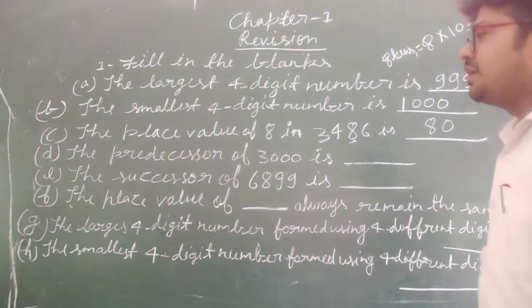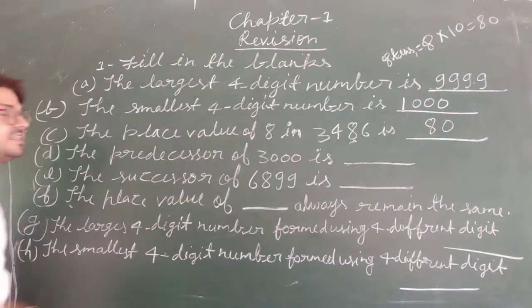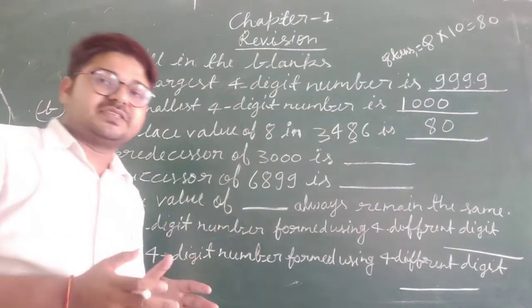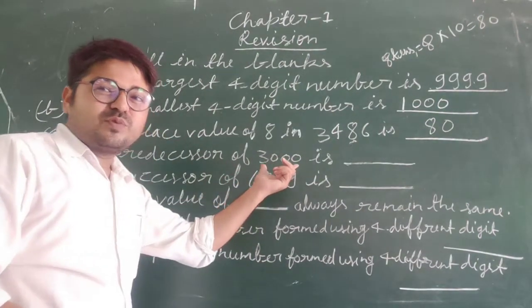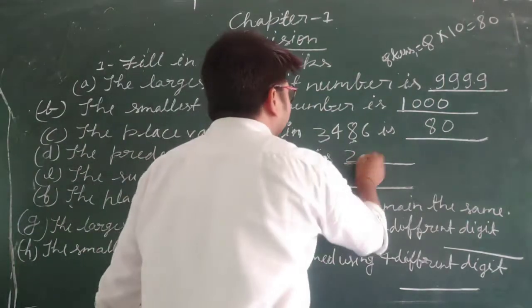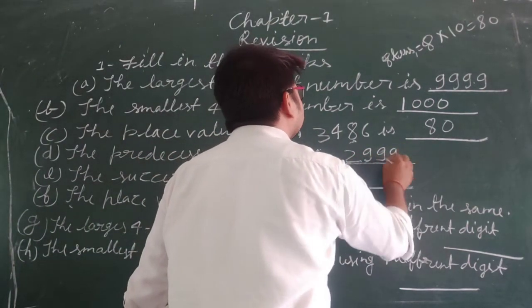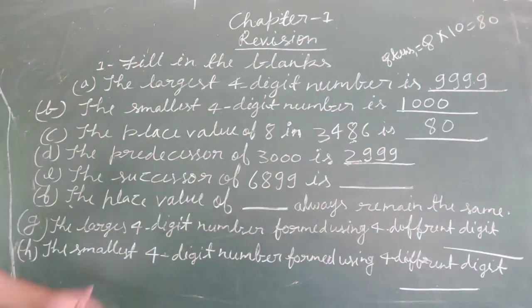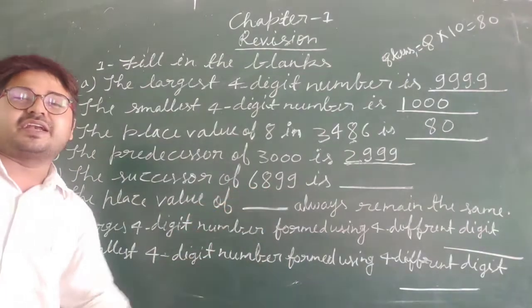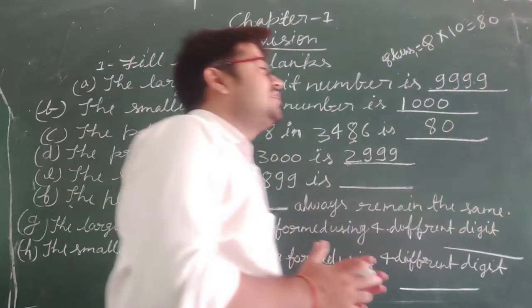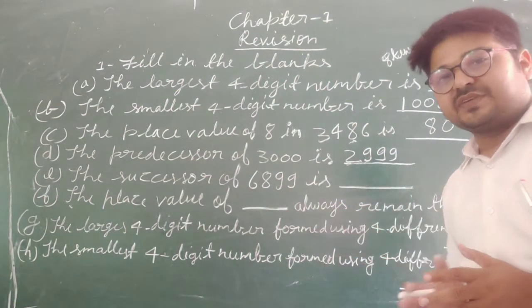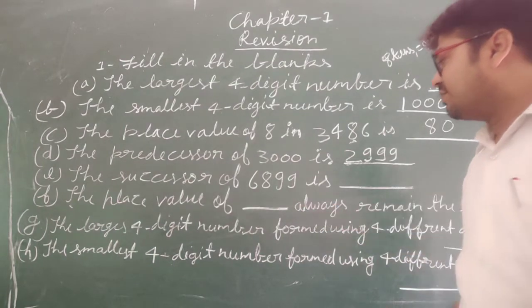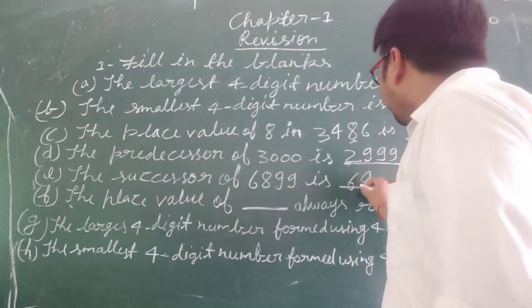Okay. The predecessor of 3000. Predecessor means just before the number, means you have to subtract 1 from this number. So what you will get? 2999. The successor of 6899. Successor means just after this number, you have to write the number. Just after this number means you have to add 1 in this number. So 6900 will be there.